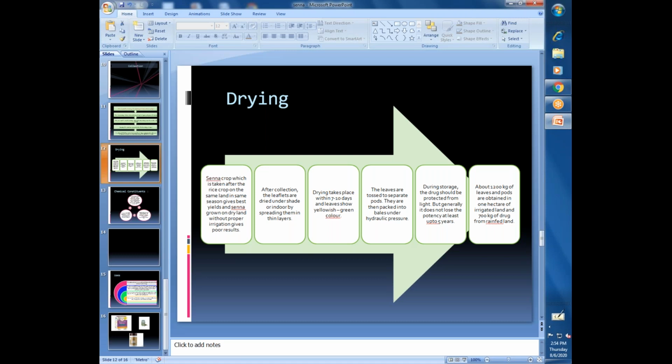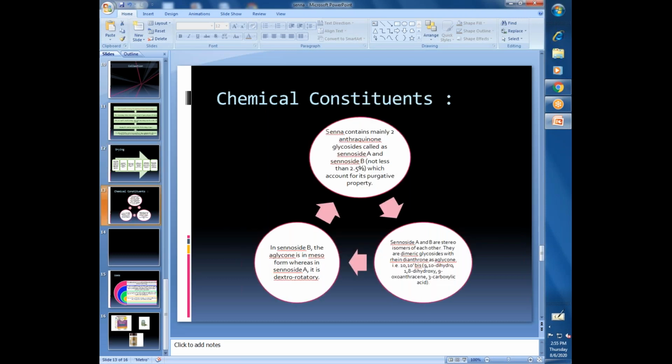About 1,200 kg of leaves and pods are obtained from 1 hectare of irrigated land and 700 kg of drug from rain-fed land. Irrigated means you will have a continuous supply of water so that it grows properly. Rain-fed means you are depending on the rain, on the amount of rain that falls. So usually it depends. That's why 700 kg is obtained.